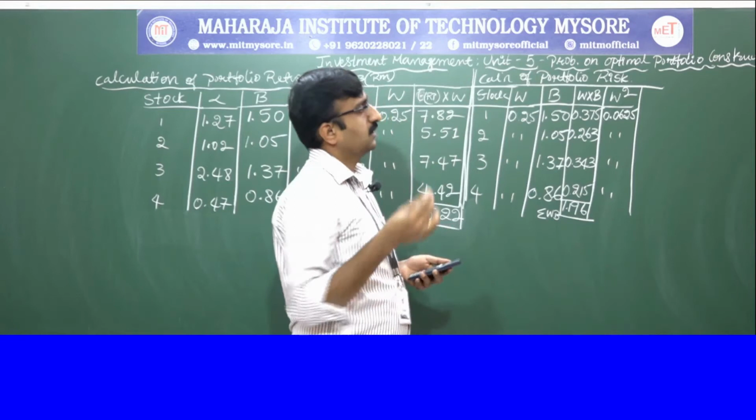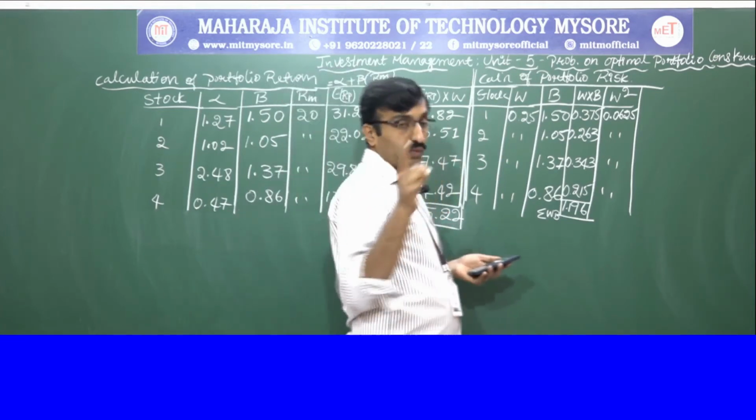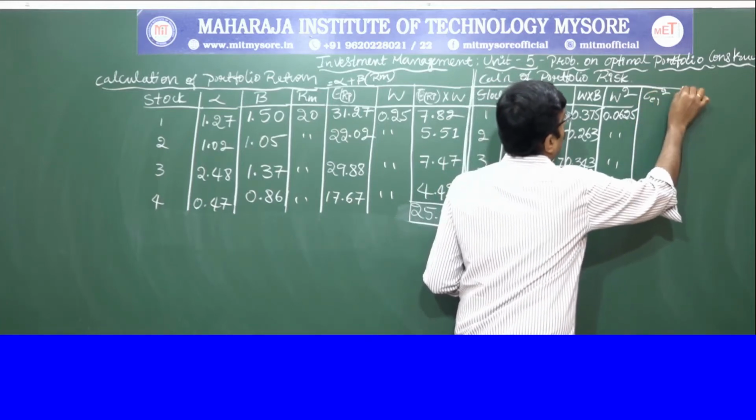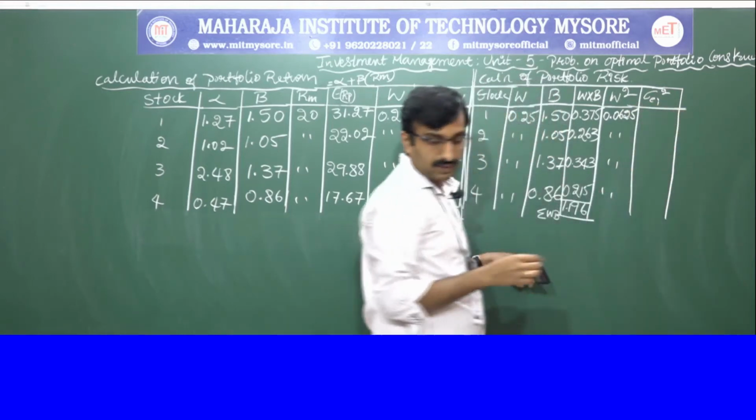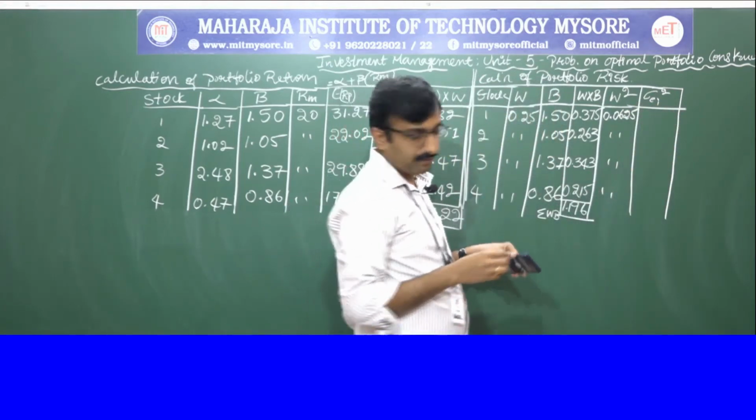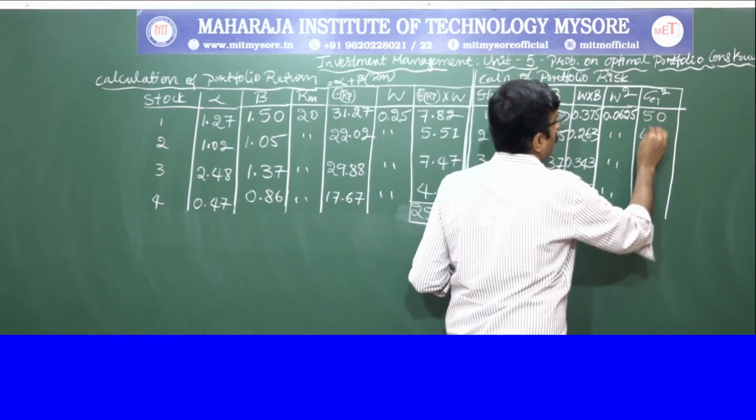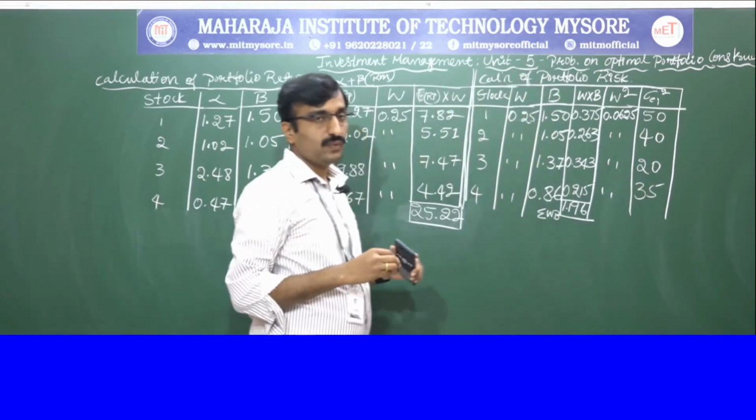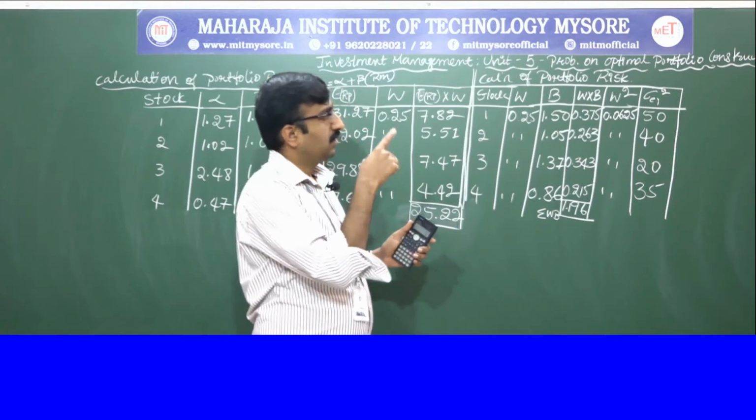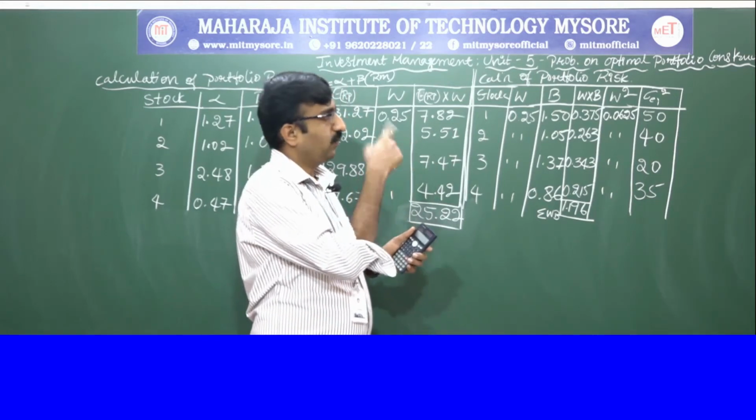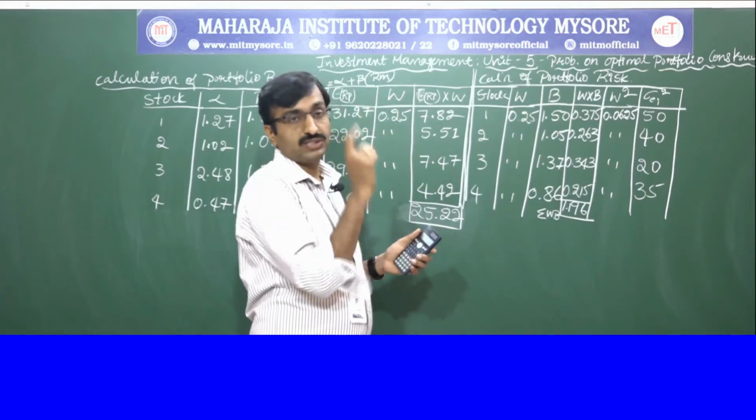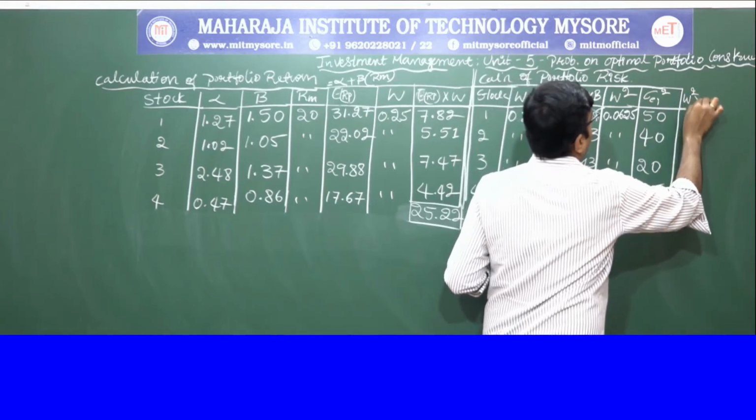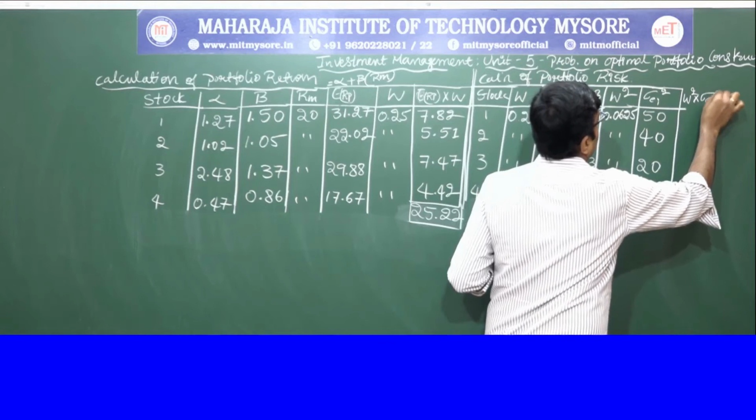Next, moving on to standard deviation of e, sigma e square, they have given in the problem. It is 50, 40, 20, 35. Then you go for weight square into standard deviation of e square. This into this one.